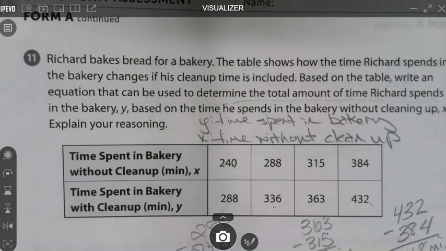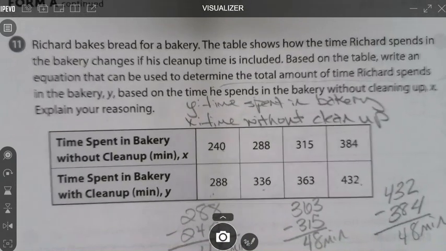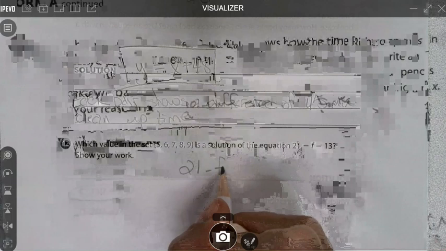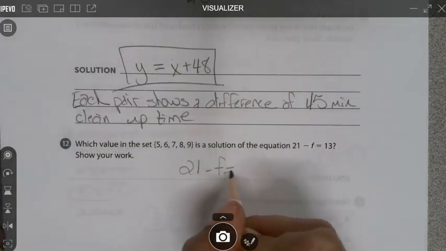Oh, wait, and explain your reasoning. Okay, so here's my equation. And then 21 minus F. What?